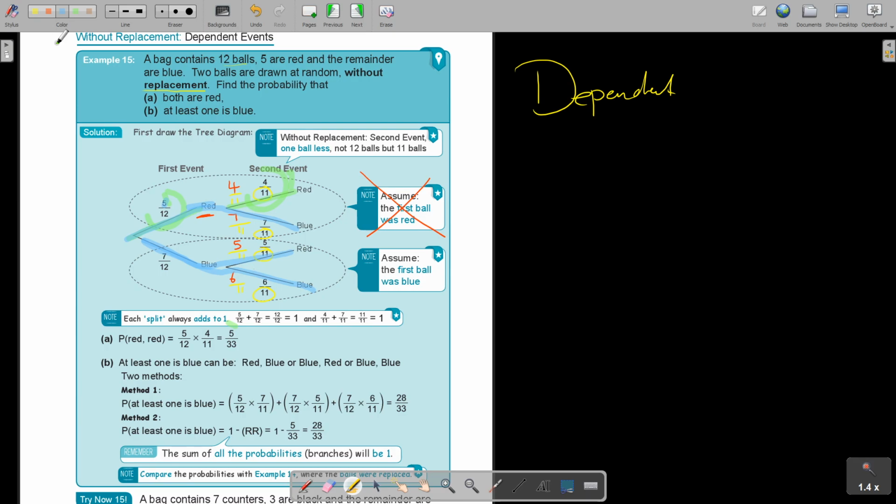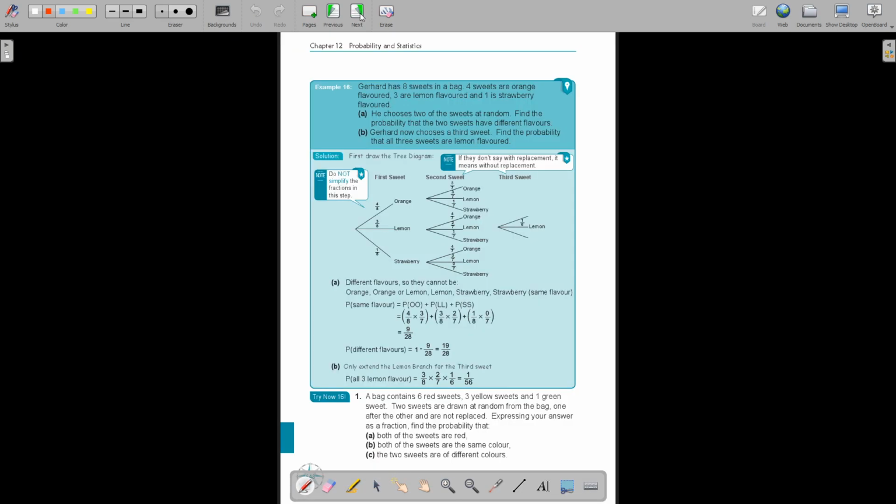The short way is I know that the tree will just add always to 1. If you add all 4 branches after you multiply, you will get 1. And then I just subtract the red. It should have been red. Let's just go for that red. Okay, then I just subtract that red. And what was that red? I was finding it there. 5 over 33, and that will give... So if I work with these 3 branches and I just add it at the end, I will also get 28 over 33.